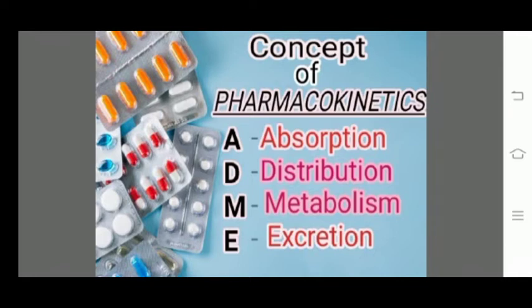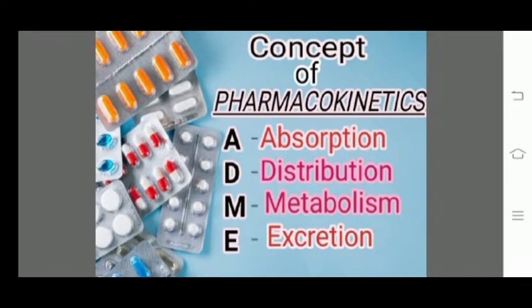So the pharmacokinetic study mainly involves 4 steps, shortly known as ADME, where A stands for absorption, D distribution, M metabolism, and E excretion. Let us shortly know about the ADME. When we administer any drug, it has to come to our system circulation, that is blood or plasma, and this is called absorption, which we will discuss later.